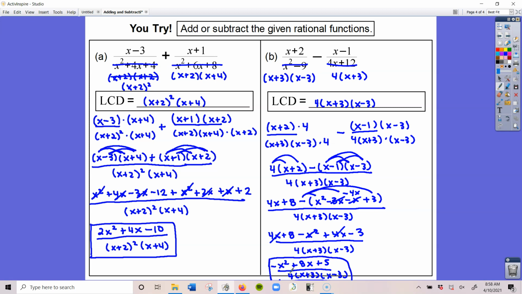So again, just to remind you, for the denominators, you don't have to actually multiply. You can just leave it as the LCD that you have written. But for the numerator, you want to distribute everything and then combine like terms, making sure that the numerator is written in standard form, which just basically means from the highest exponent to the lowest exponent. And that's adding and subtracting rational functions.